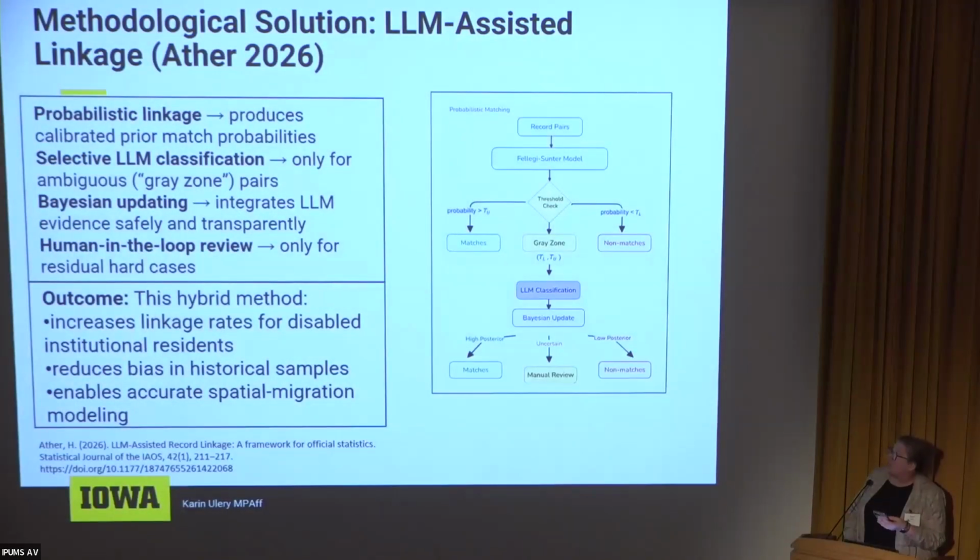The result with this hybrid system is that it reduces the number of ambiguous cases by more than half in the case of Ather's model, increases match certainty for institutional residents, and preserves transparency and reproducibility, all of which are essential for historical census research. This type of framework directly fills the gap left by ABEI and provides a methodological foundation for my own linkage approach to studying disability and migration.